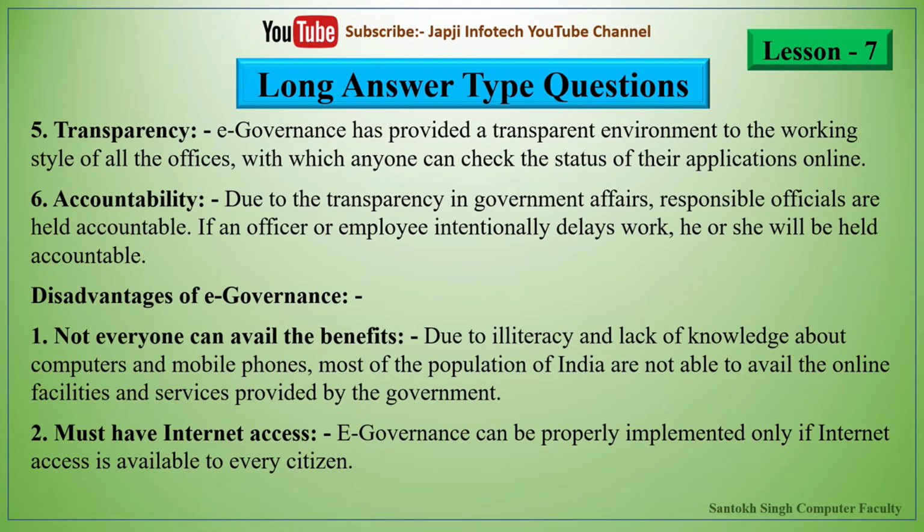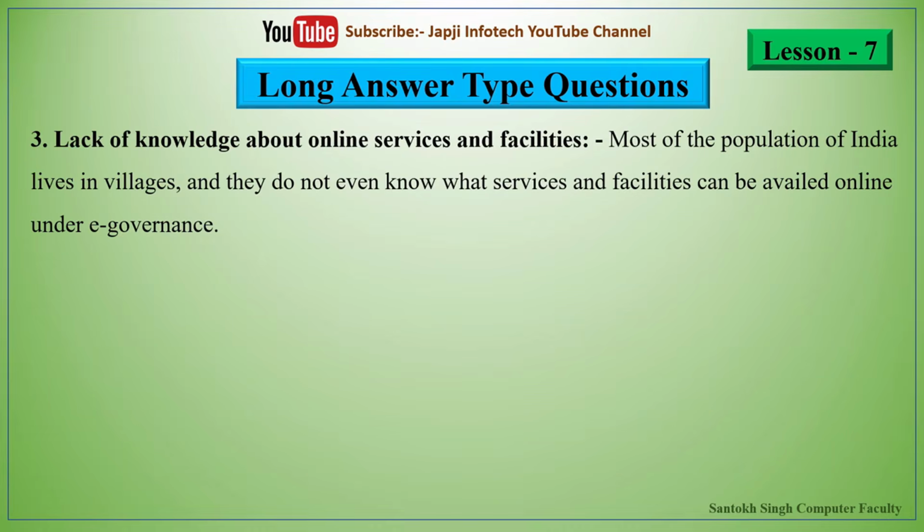Due to illiteracy and lack of knowledge about computers and mobile phones, most of the population of India is not able to avail the online facilities and services provided by the government. Second one is that it must have internet access. E-governance can be properly implemented only if internet access is available to every citizen. Third one is lack of knowledge about online services and facilities. Most of the population of India lives in villages and they do not even know what services and facilities can be availed online under e-governance.